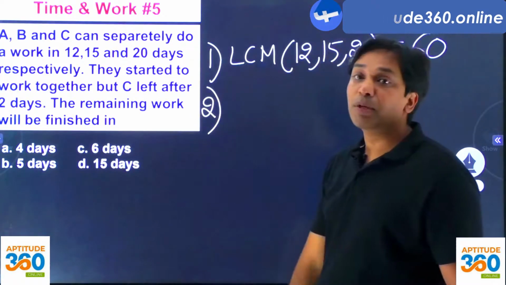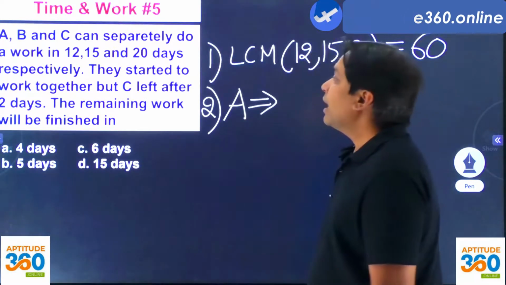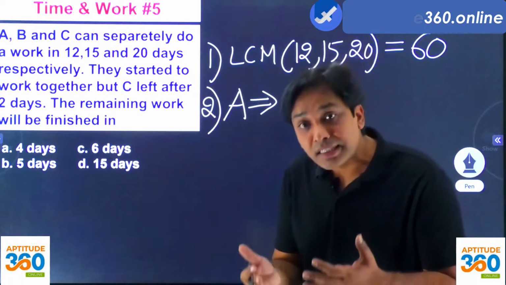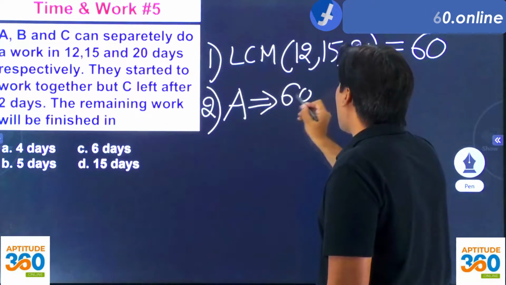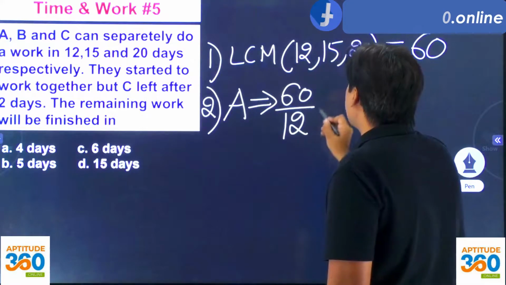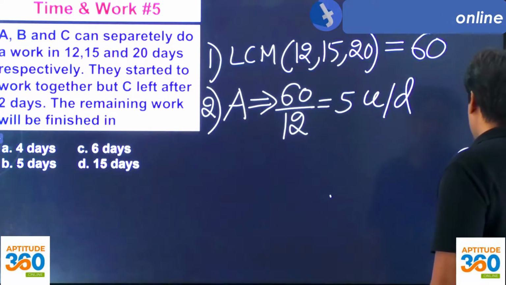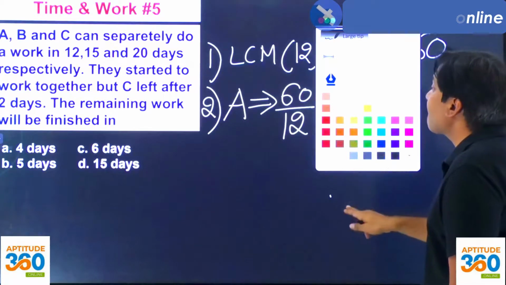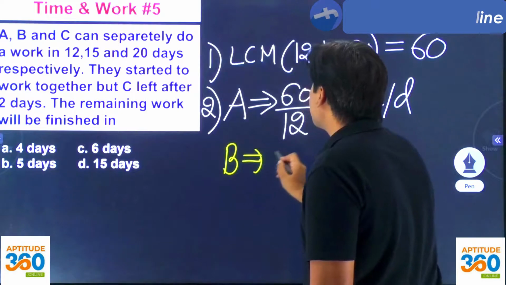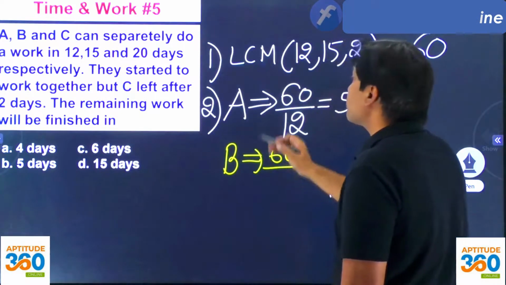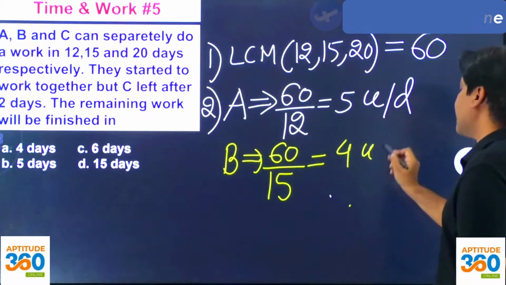What is going to be the step number 2? Step number 2, you need to find out individual rates. Since A is completing this entire work in 12 days, I'm going to be finding out how many units A will be doing per day. So that comes out as what? 5 units per day. Did you understand this? And I would also be finding out how many units B is doing per day. So which is coming out as 15. So this is 4 units per day.